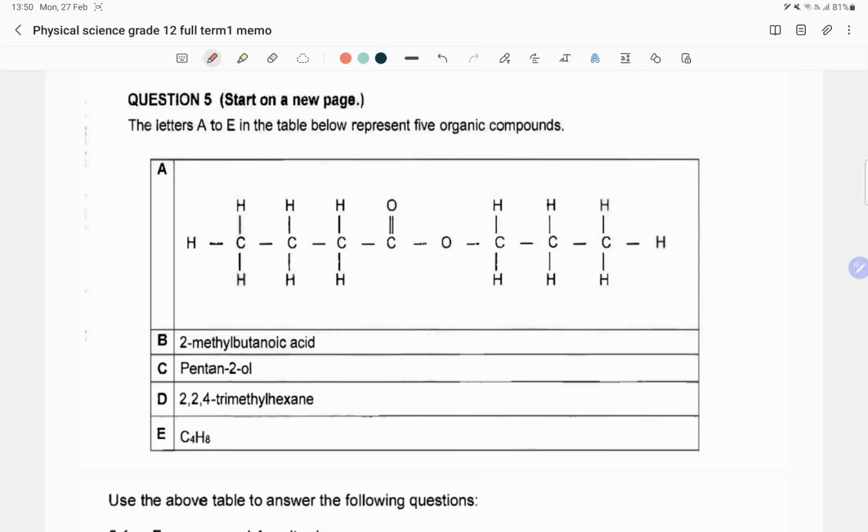All right, question 5 says the letters A to E in the table below represent 5 organic compounds. Okay, if you're looking at this one, you can see that C double bond linked to the hydrophobic chain with an O. So once you see a link to something like this with an O, you know that this is an ester. Okay, of course, when you name the ester, you always look at the hydrophobic. How do you know which one is the hydrophobic? Is this the end or is this the end?